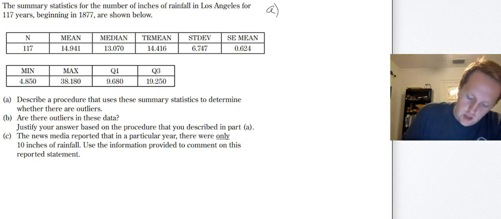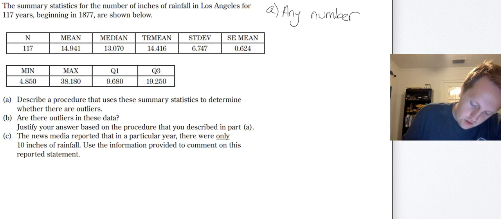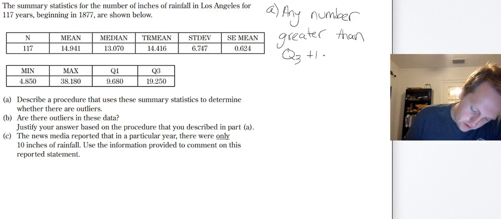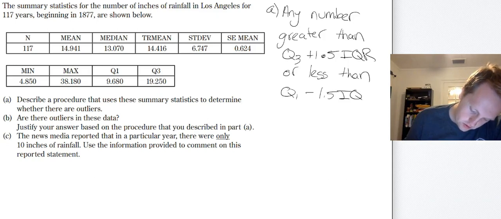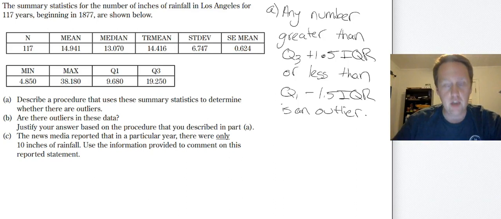So we're going to say any number greater than Q3 plus 1.5 IQR, or less than Q1 minus 1.5 IQR, is an outlier. That's it. That's all you got to do. That is a procedure, isn't it? That would be how you would make that determination. That's all you got to write.